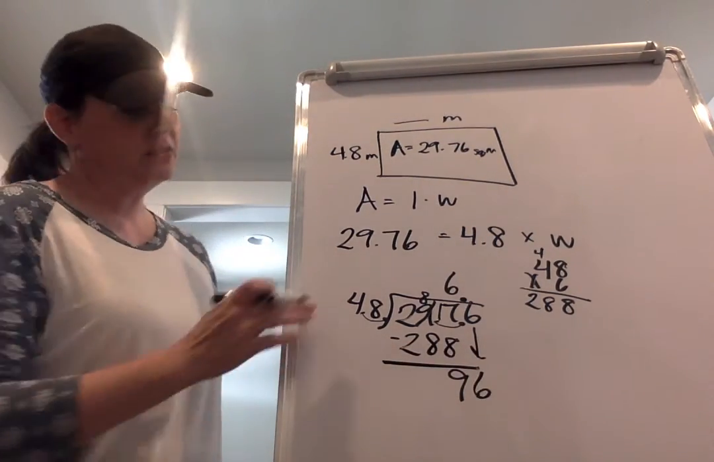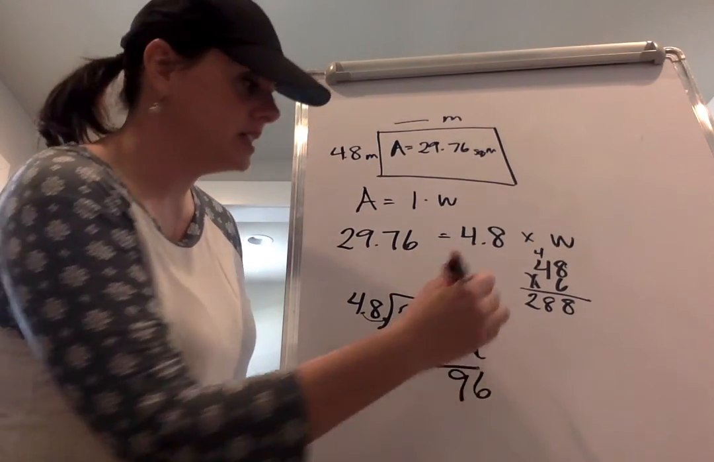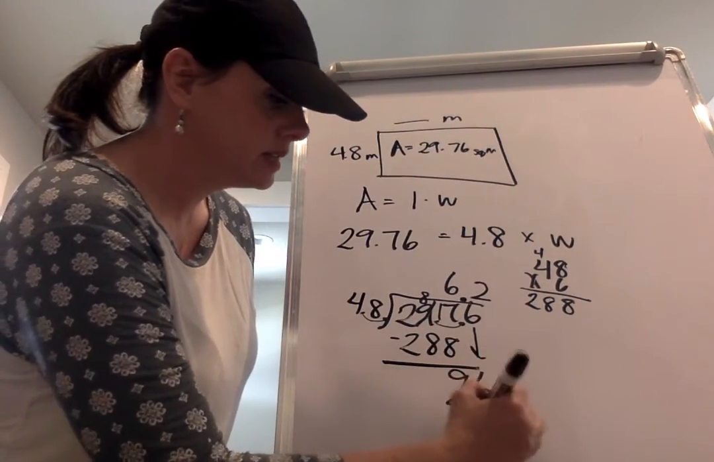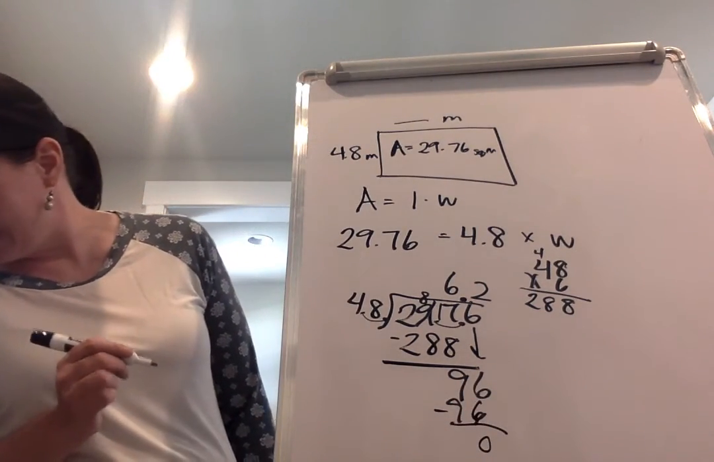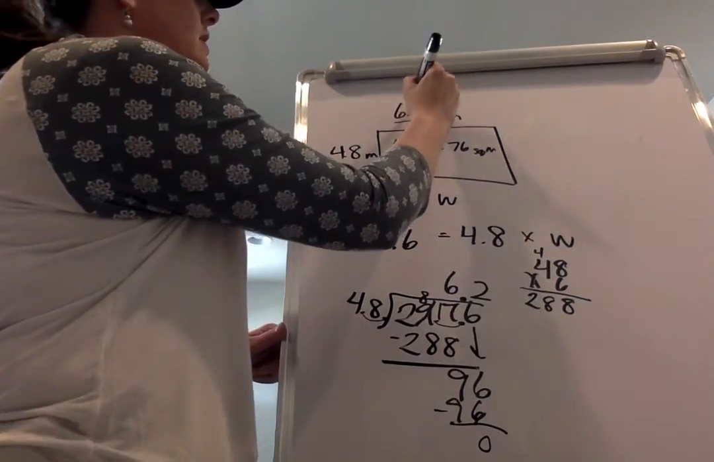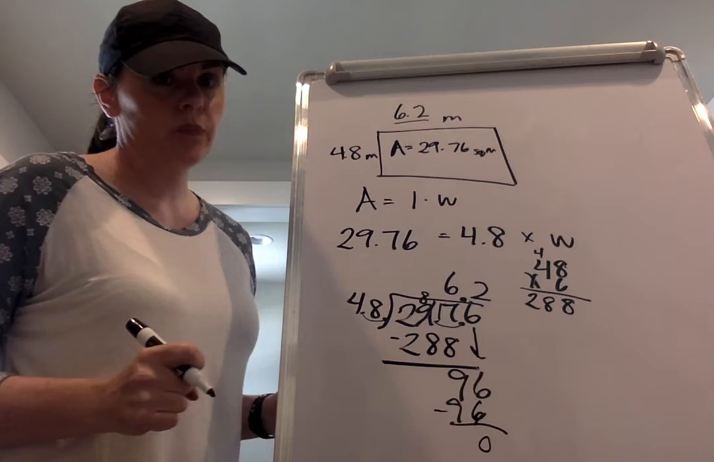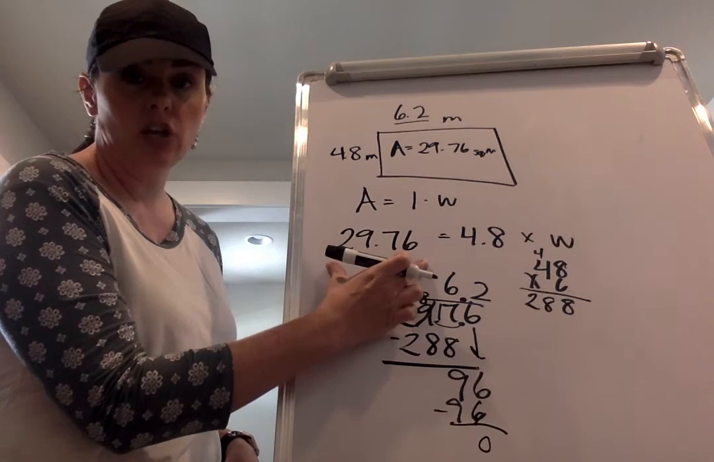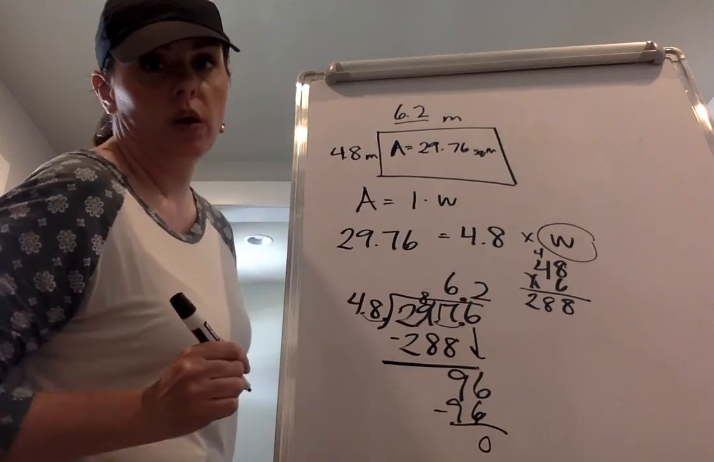6. How many times does 48 go into 96? Actually, 2 times. 2 times 48 is exactly 96, so my 2 is going to go right there. 2 times 48 is 96, and 96 minus 96 is 0, so we are good. My other side right here is 6 and 2 tenths of a meter. There we go. So if I don't know a side, I'm going to divide. I'm going to use my total area that I know, and divide by the other side that I know, and it will give me what I don't know.